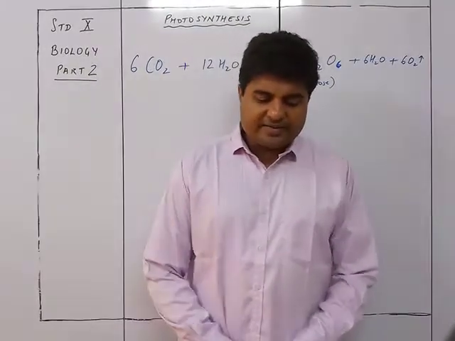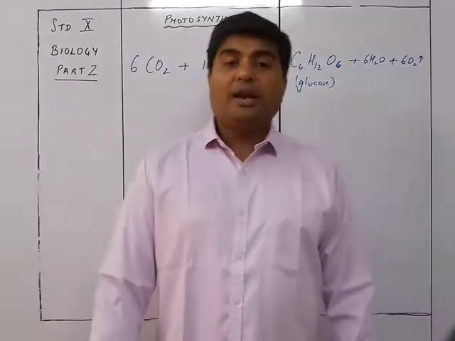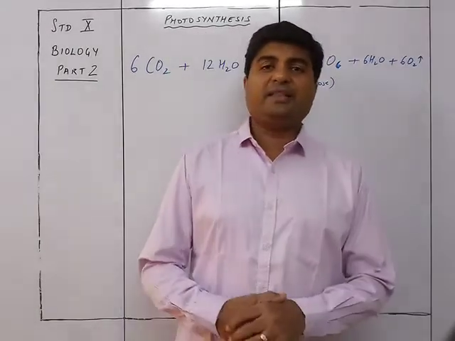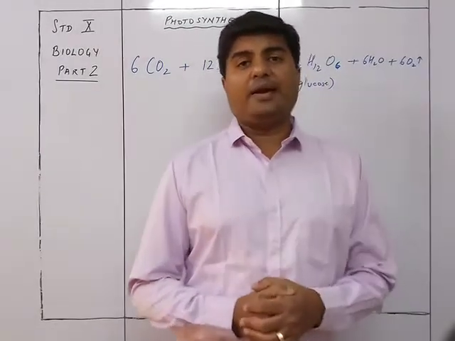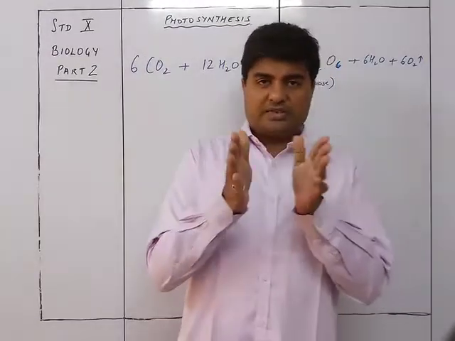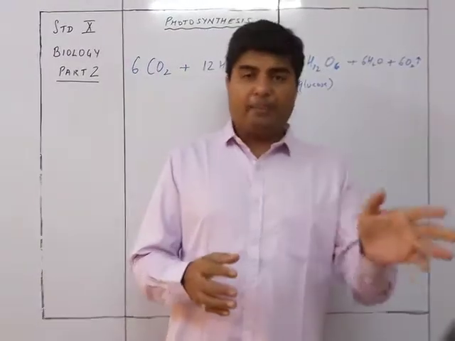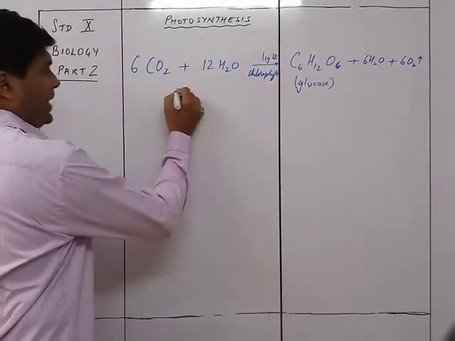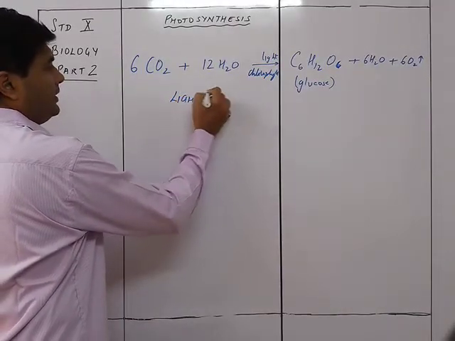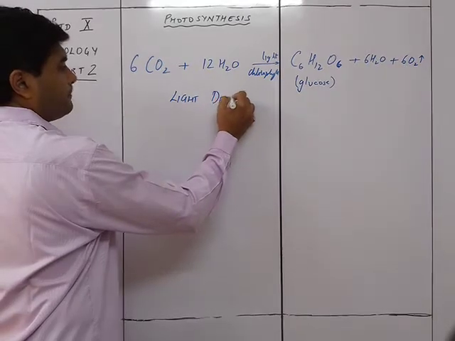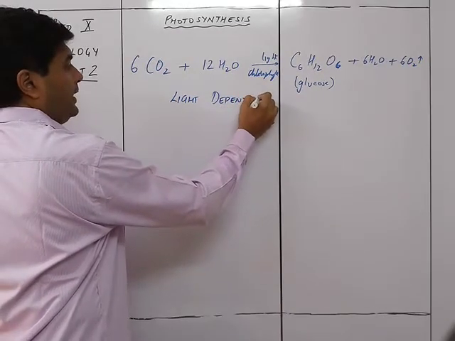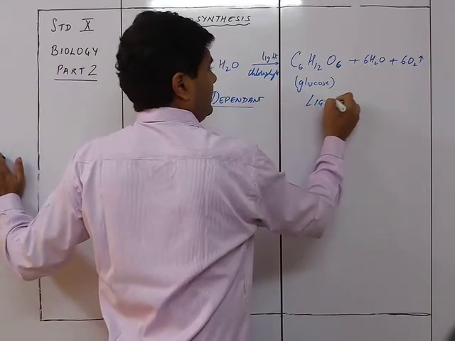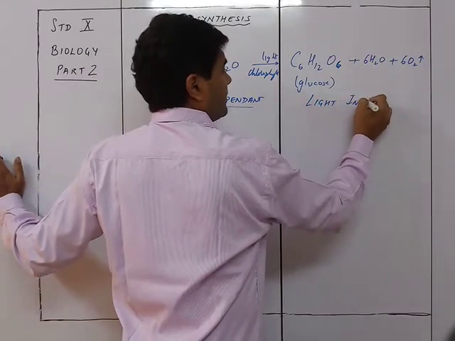Now the two main phases of photosynthesis are the light dependent phase and the light independent phase. So we can see that photosynthesis can be divided into two processes. One is the light dependent phase and the other is the light independent phase.